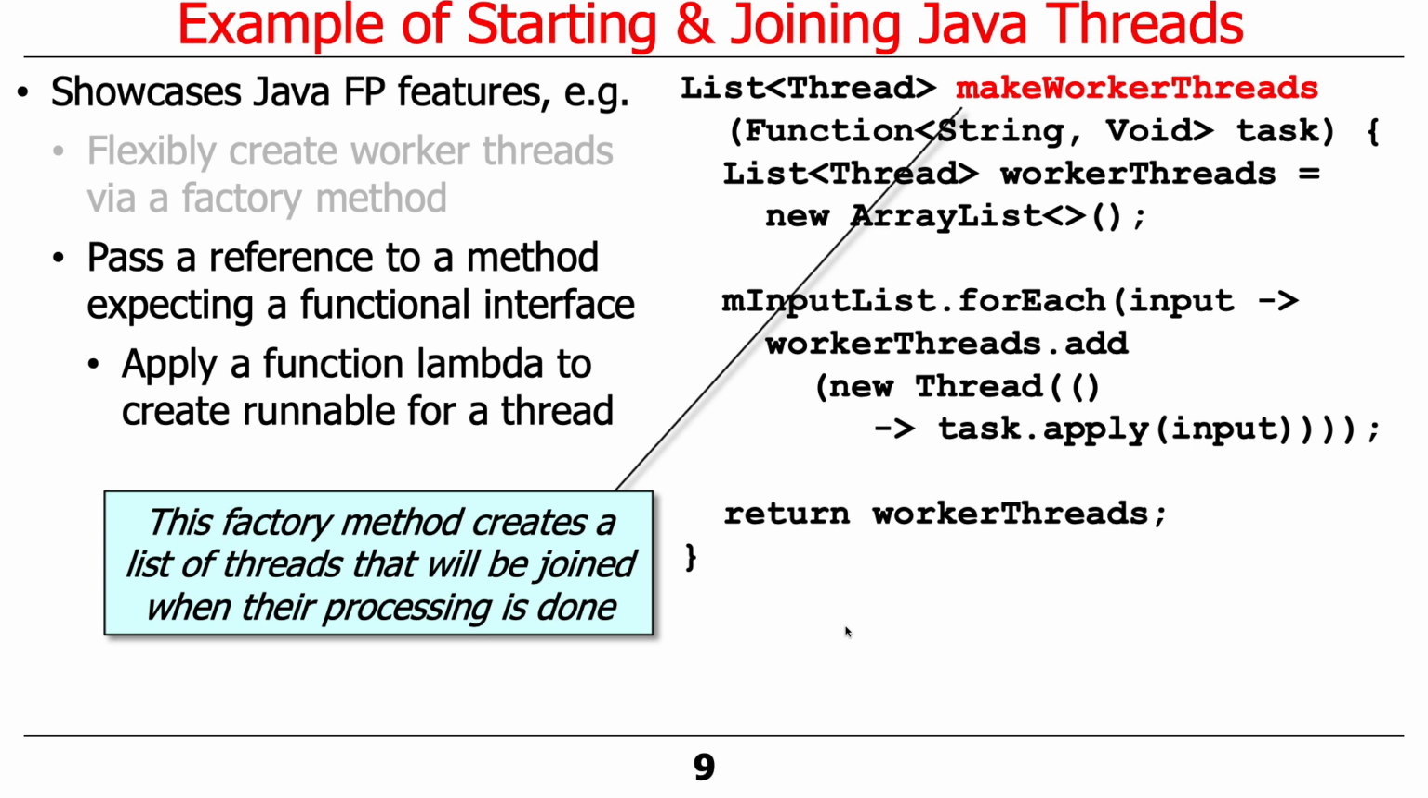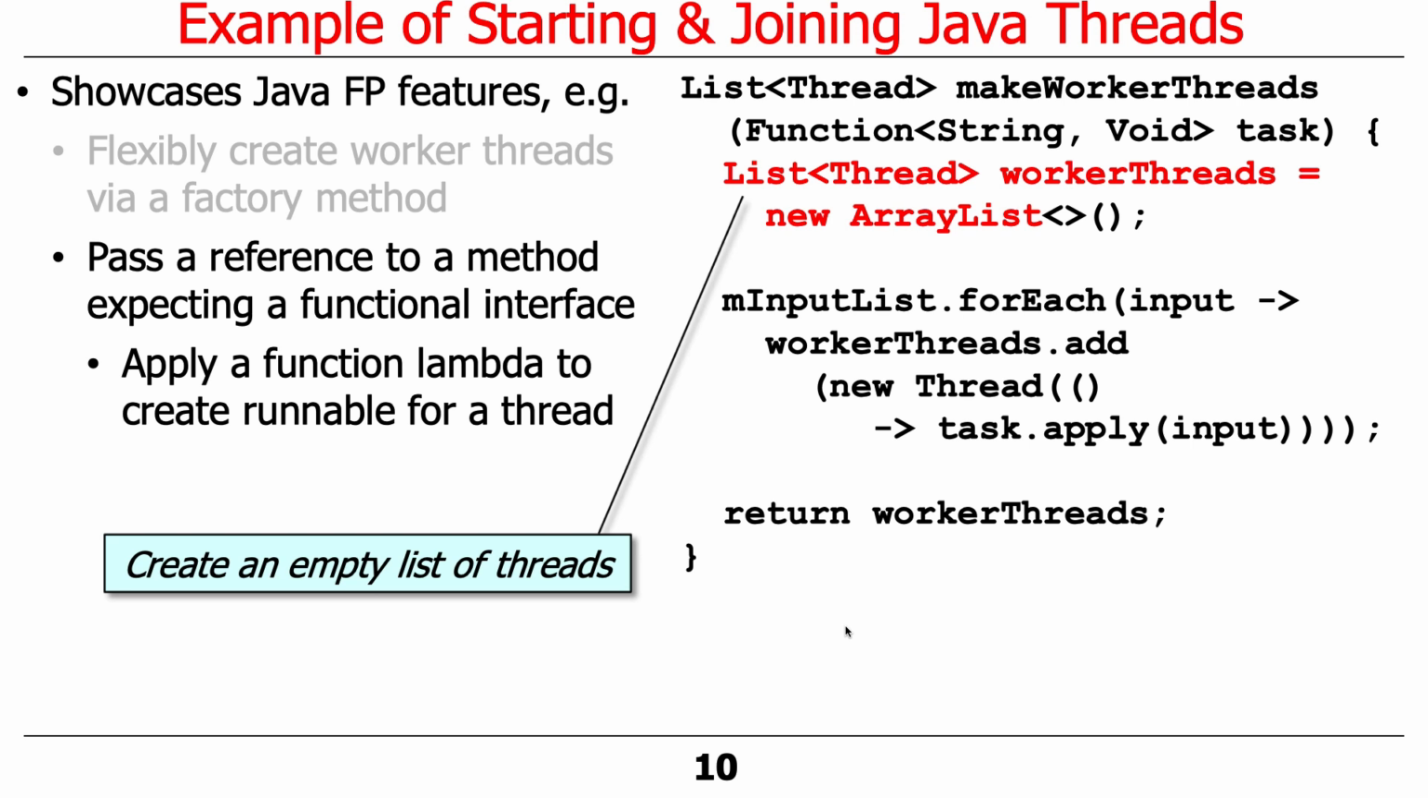So here's make worker threads. It's the factory method that creates a list of threads that will be joined by the main thread when all the processing is done. So here's how it does this. It goes ahead and it makes a new array list, which is empty. So we have an empty list of threads.